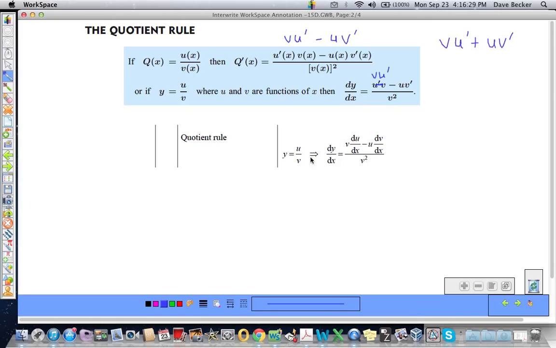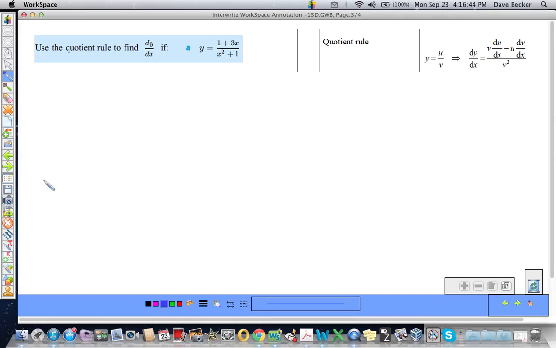And this is how it looks like on your formula sheet. So we do have the v du minus u dv all over v squared. And that's what we will be using to use the quotient rule to find the derivative of rational expressions. Okay, so use the quotient rule to find dy dx if y equals blah blah.